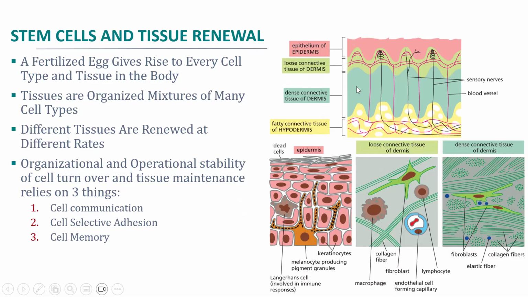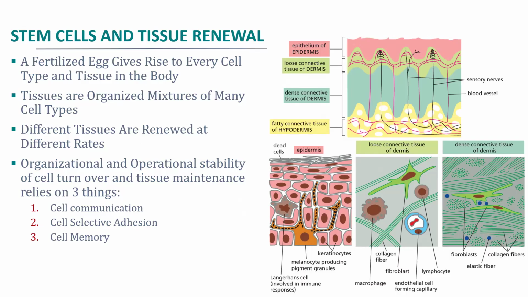Then we have the dermal layer. Then we have the loose connective tissue of the dermal layer, and we have the epidermis. So we have connective tissue mixed with some epithelial tissue, right? And so again, all of these needed directionality. They needed to be organized.